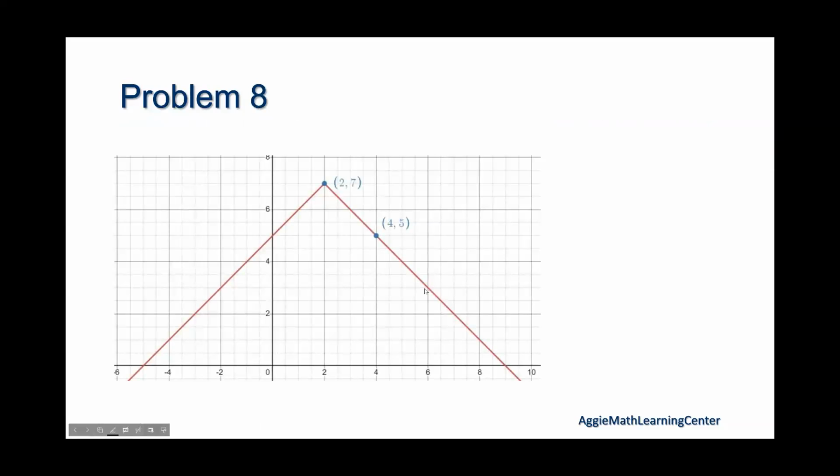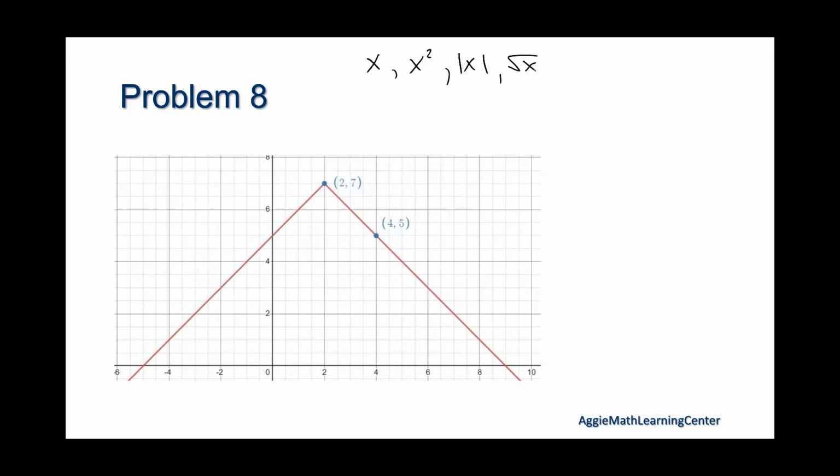All right, so we need to find the equation for this graph. The first thing I want us to do is identify which of the four parent functions we are dealing with. Does this look like the graph of x, x squared, absolute value of x, or the square root of x?